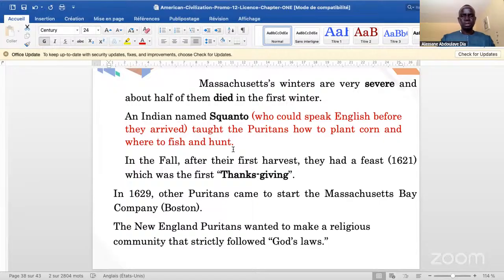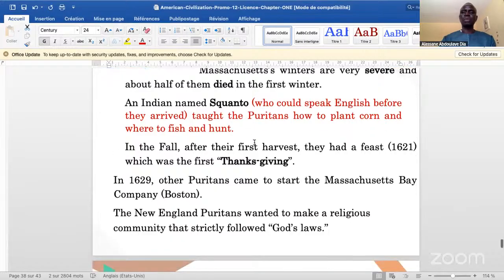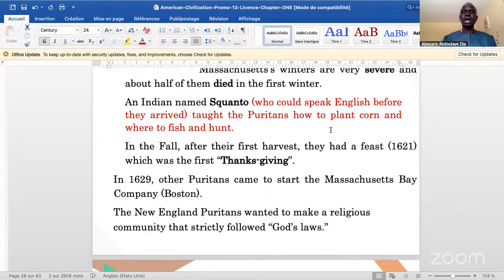What happened? An Indian named Squanto, who could speak English before they arrived, taught the Puritans how to plant corn and where to fish and hunt. This story is very interesting, class. Why? Because you see Americans today, in the fall, after their first harvest, they had a feast in 1620, which was Thanksgiving. You see Americans today, they celebrate Thanksgiving. What happens? This reminds them the beginning of America.